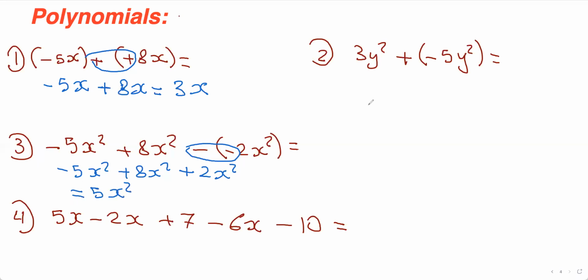Sorry, I jumped to number 3 before 2. Here you rewrite this as 3y squared plus and minus, change them into minus 5y squared. 3y squared, 3 minus 5 is just -2y squared.